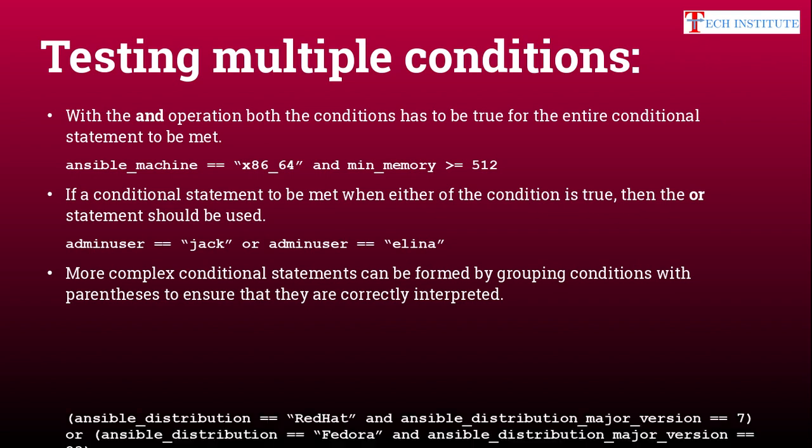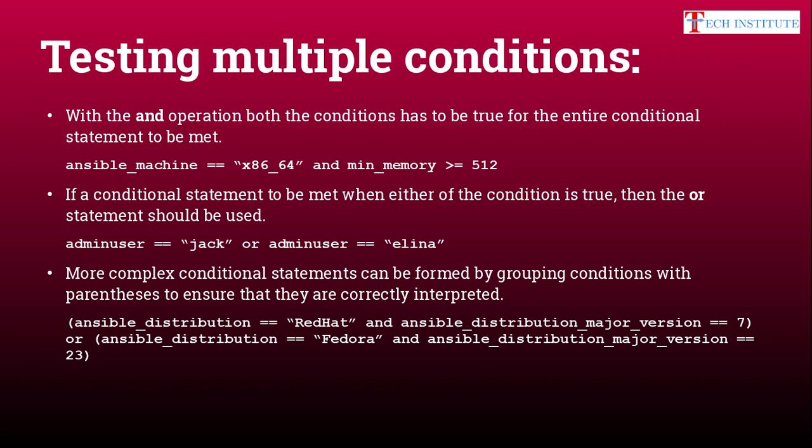So you can see in this example where I am giving ansible_distribution equals Red Hat and ansible_distribution_major_version equals 7. These two are facts gathered during the setup module runs when you are running a playbook. So this is one condition.